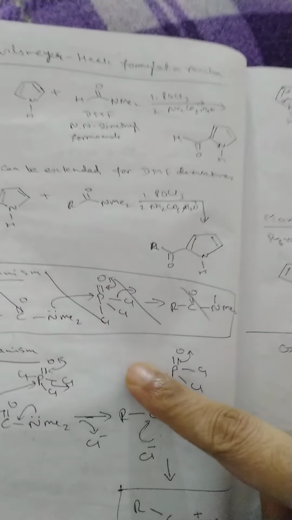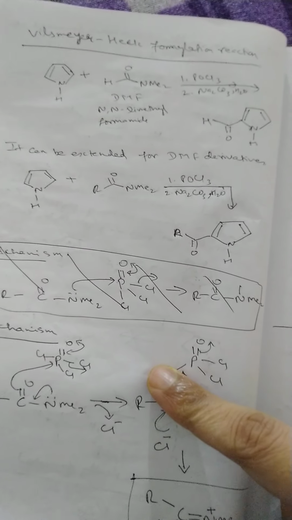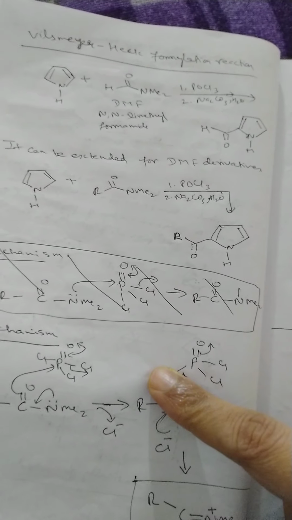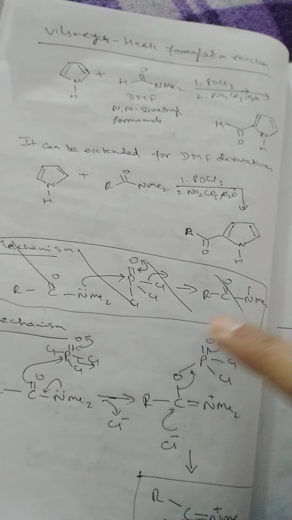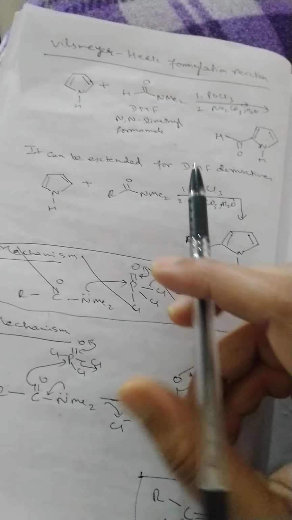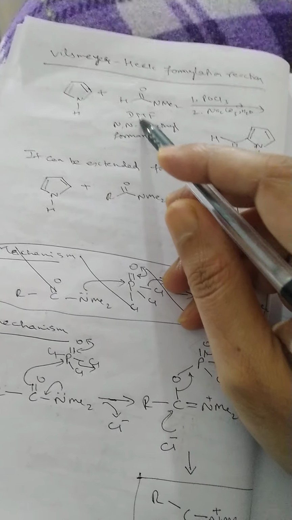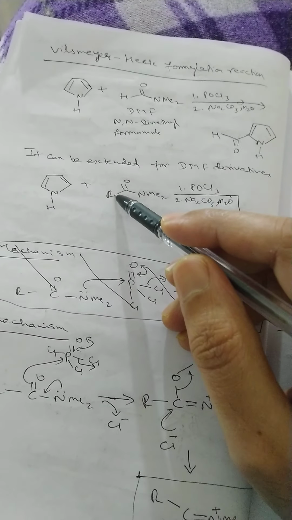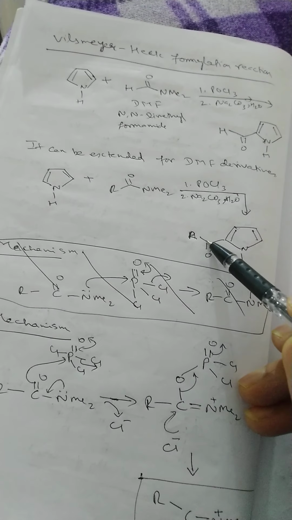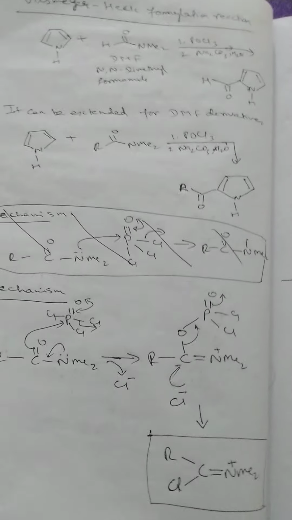Now the interesting part is when they ask the mechanism, they cannot ask you the whole mechanism because it is an objective question. So they'll ask you some intermediate. What is the most important intermediate? If you think that you will remember only the intermediate, that's not possible because hundreds of reactions will be there. Once you know the reaction, you can draw the intermediate. You can also take a derivative of DMF and get a similar product. Instead of H, you put R, and you carry out the same reaction, you are able to put R-C=O at this position, okay? This is also a modification of the Vilsmeier-Haack formylation reaction.